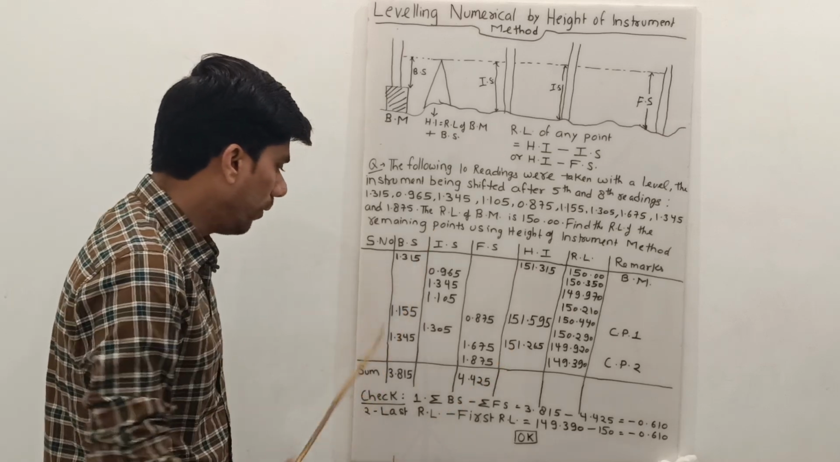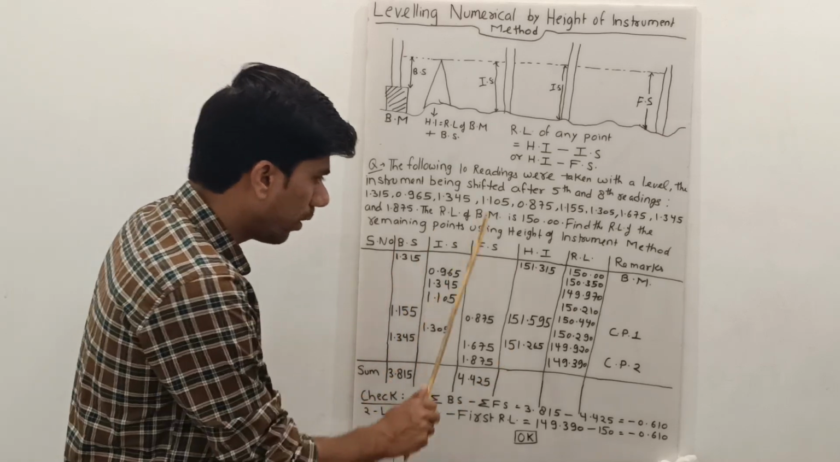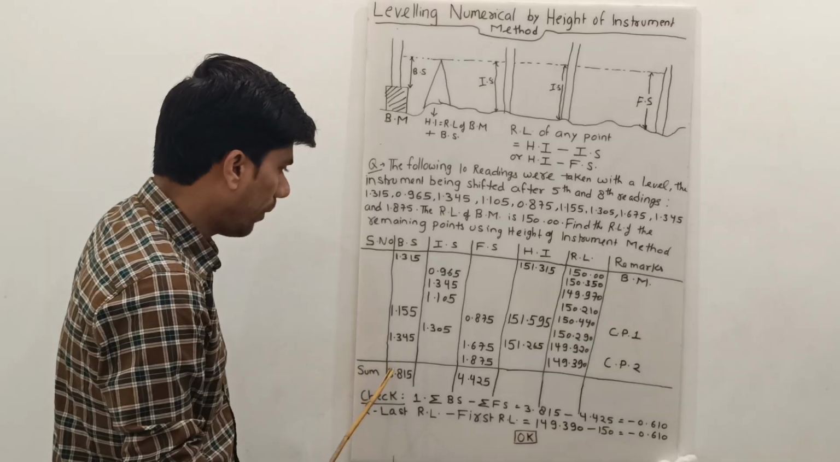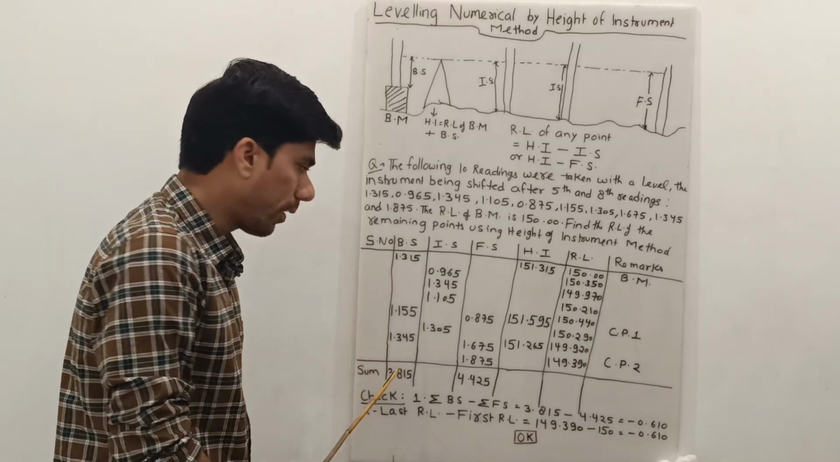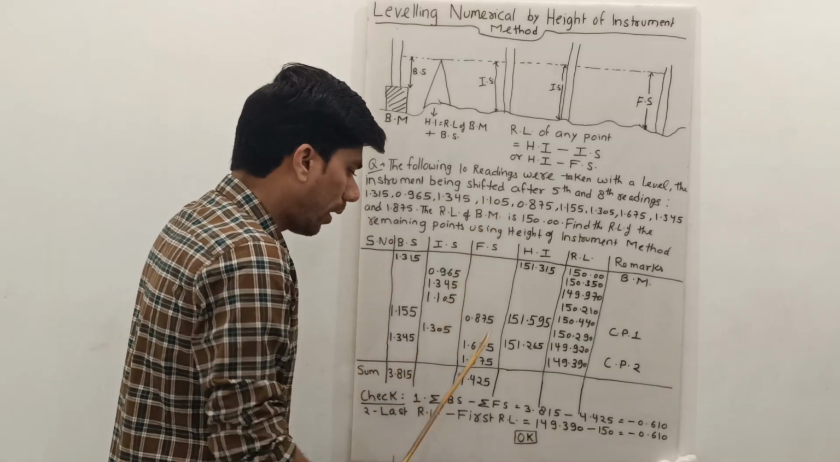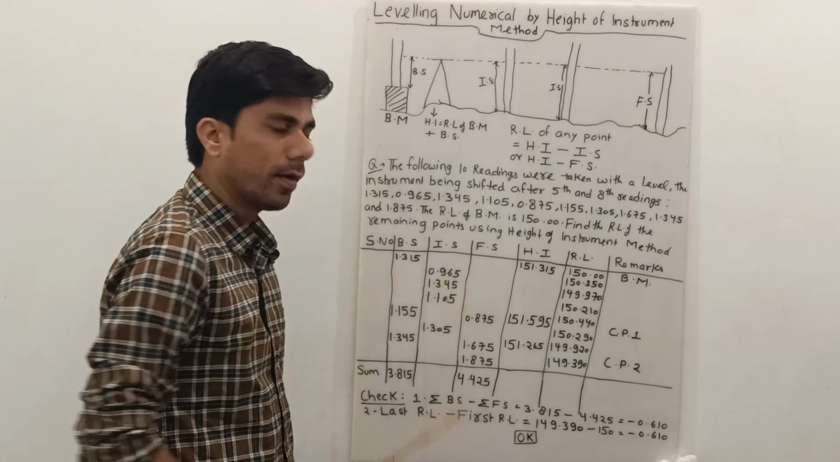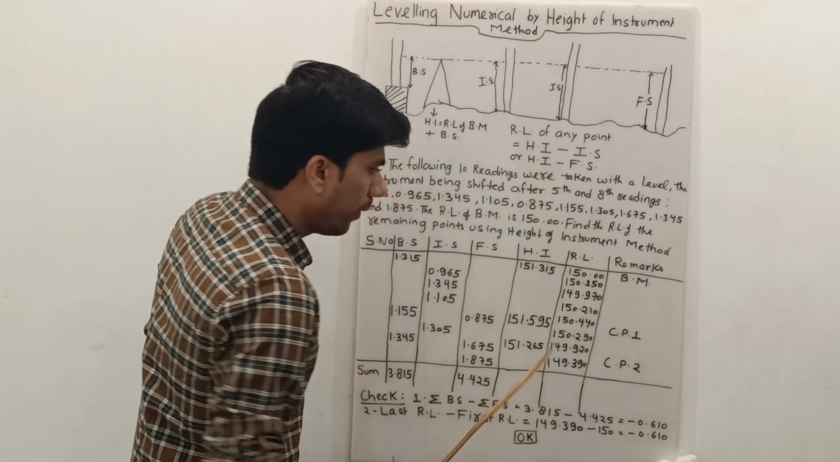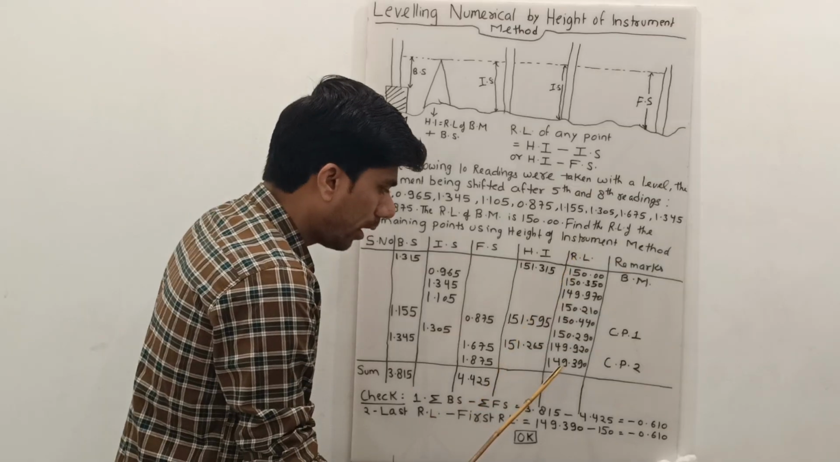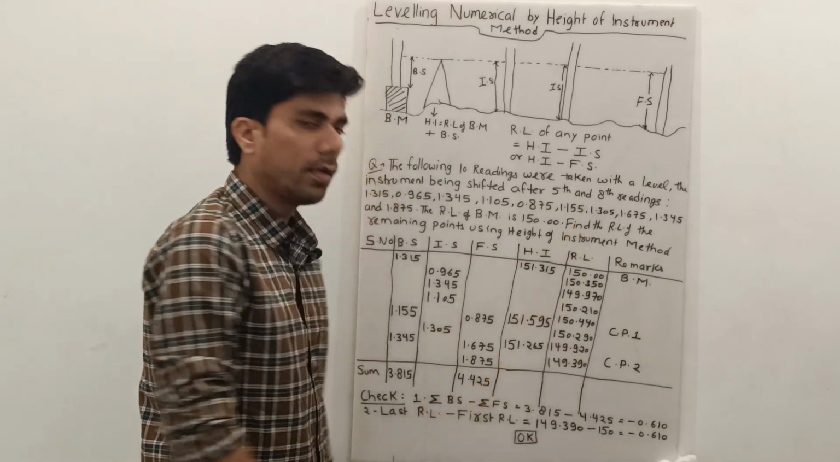Now what we are going to do is add up all the backsights and all of the foresights. So the sum of backsight came out as 3.815, the sum of foresight came out as 4.425. The first RL was 150.00 and the last RL came out as 149.390.